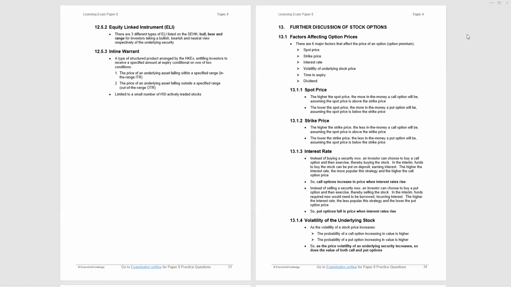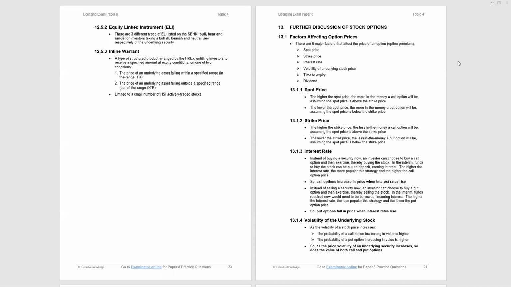Now, interest rates, a wee bit trickier. The higher the interest rate, the way I think of it is, the more attractive it is to put money on deposit. So if you're looking to buy a stock, then rather than buy the stock, buy a call option and put money on deposit and earn the interest. And then when you exercise the call option, use the money on deposit to pay for the stock. So if interest rates are higher, the more attractive that transaction is. So a call option increases in price when interest rates rise. Put options are the other way around. Put options fall in price when interest rates rise. So that's a wee story to let you lock into the relationship between interest rates and option prices.